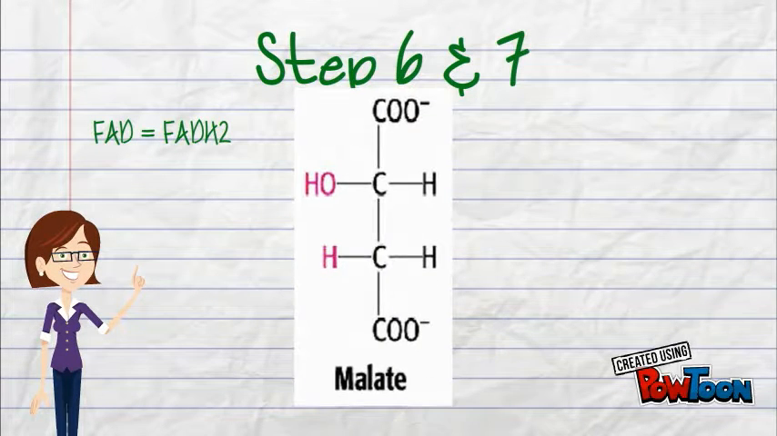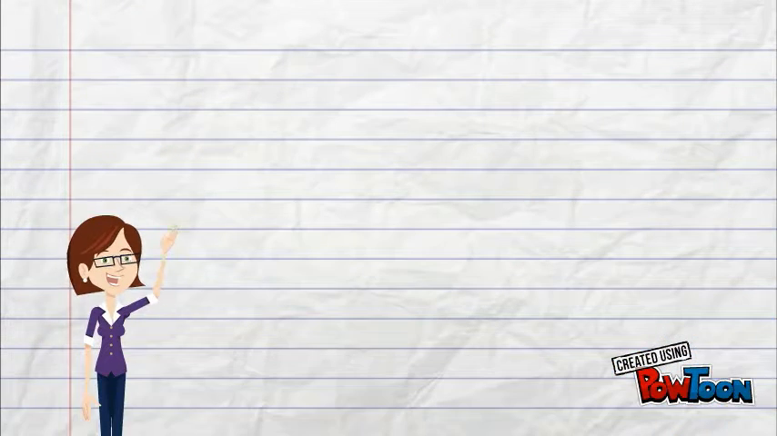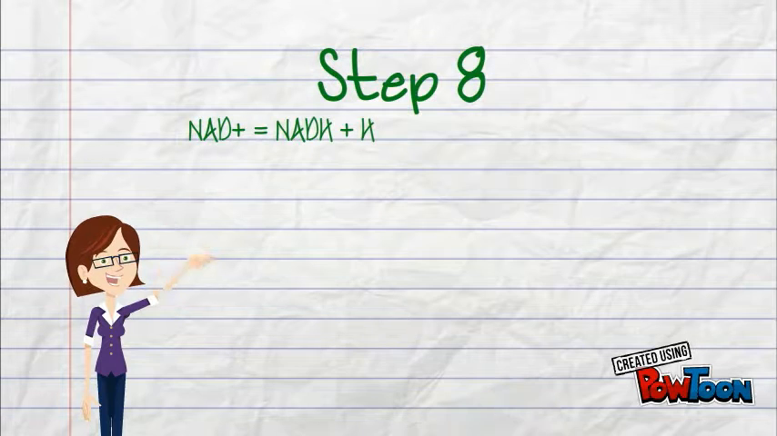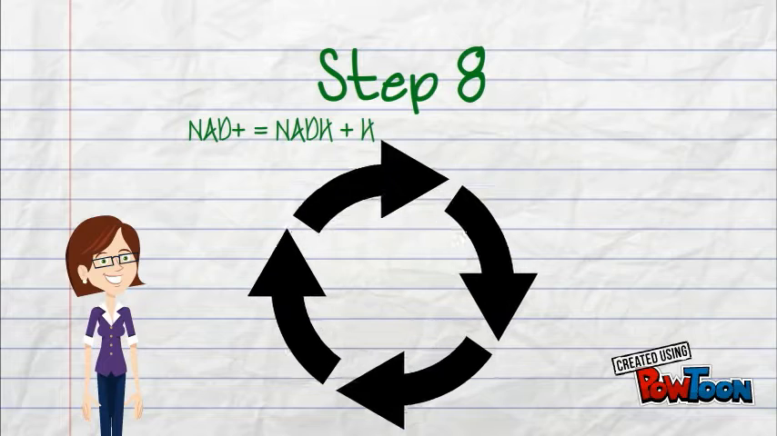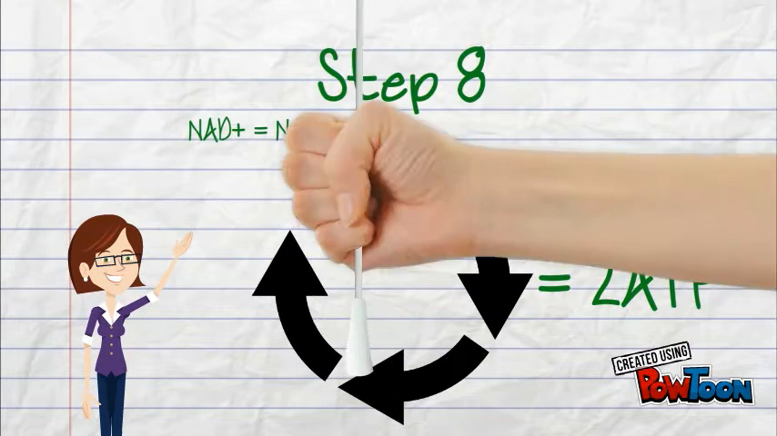In step 7, fumarate then produces malate and water is added, and in step 8, malate becomes oxidized to oxalacetate, also reducing an NAD+, just like in steps 3 and 4. Now the process will happen again, now producing 2 ATPs.